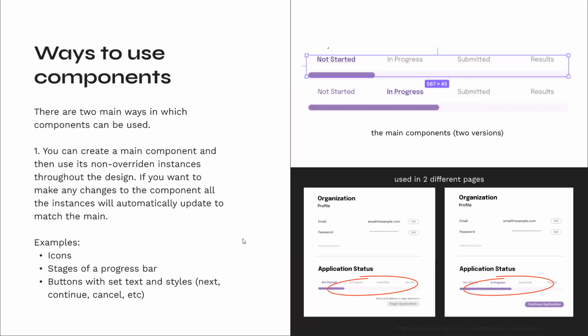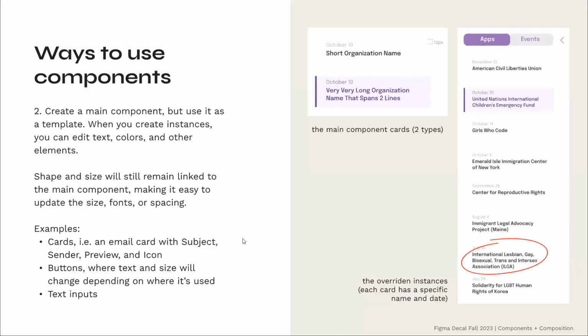So there are 2 main ways components can be used. The first one, you can create a main component and then use its non-overridden instances throughout the design. If you want to make any changes to the component, all instances will automatically update to match the main. So for example, you can make icons, stages of a progress bar, buttons with set text and styles, such as next, continue, cancel, etc.